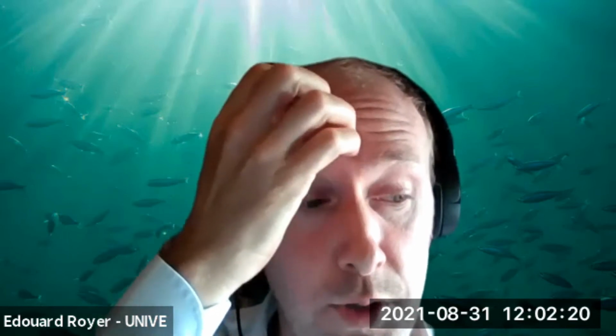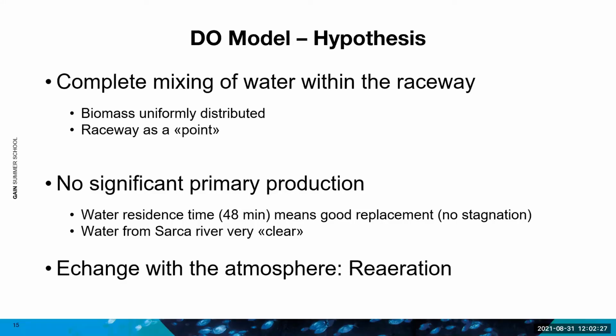And we think about the raceway as a point. I mean, in the first approach, we didn't model some gradient of concentration within the raceway. It means we think that the dissolved oxygen concentration is the same in every point of the raceway.